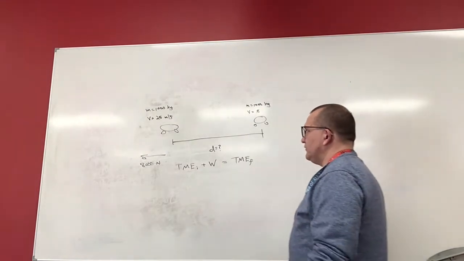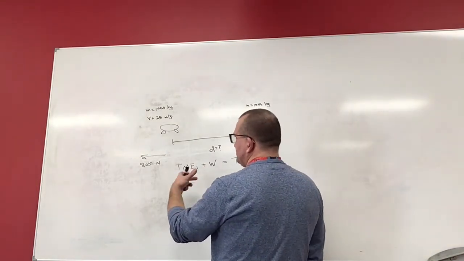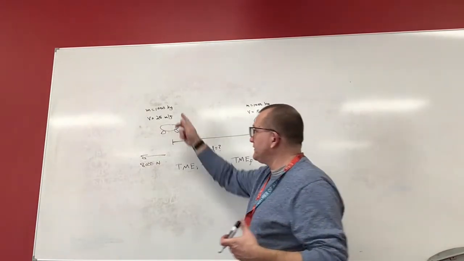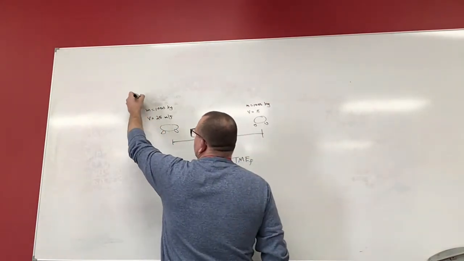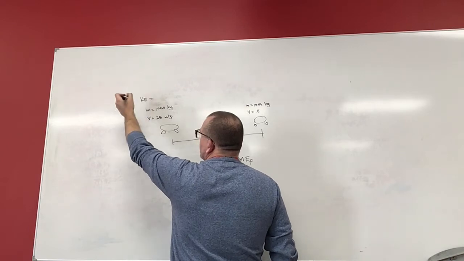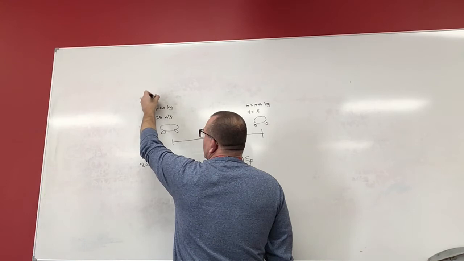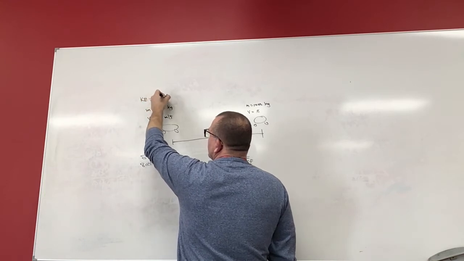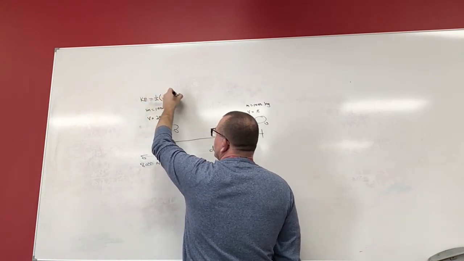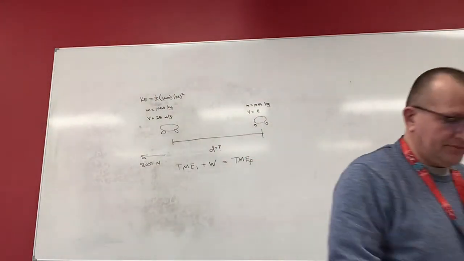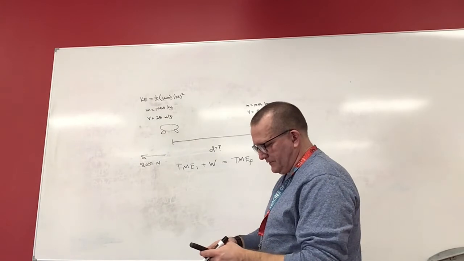So let's look at this. Total mechanical energy initial, so that's potential plus kinetic. We're on a flat surface, there's no potential energy, but there is kinetic. So the kinetic energy here is 1/2 mass times velocity squared. So I will calculate that up.